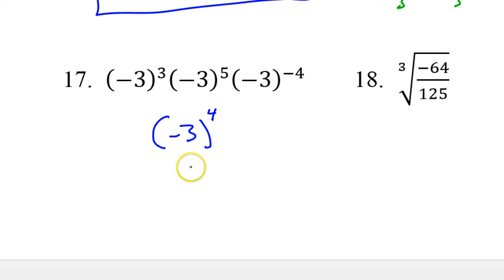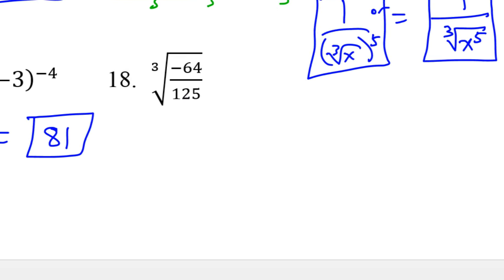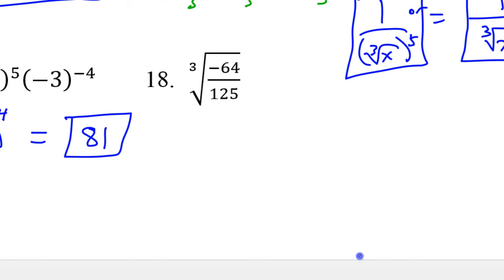Okay, now, is the net result of this going to be positive or negative? It's going to be positive because I have an even power. Even power is going to turn everything positive. So what's 3 to the 4th power? 81. So this is going to be positive 81. Okay, just add the exponents. All right, and I think this will be the last one on this video.